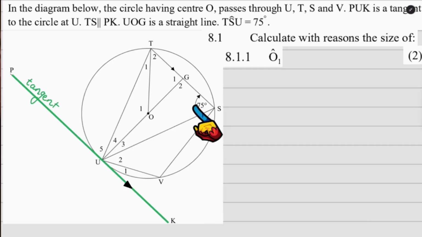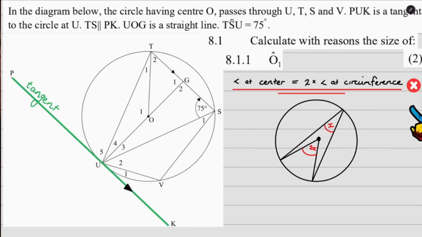So I kind of want to form a relationship with the information I know and the information I want. And we're going to do that with the following theorem. Angle at center is 2 times the angle at the circumference. So if I have an angle at the circumference, the one at the center is 2 times the size, provided they're subtended by the same arc.